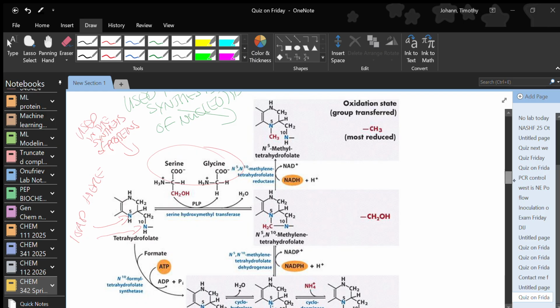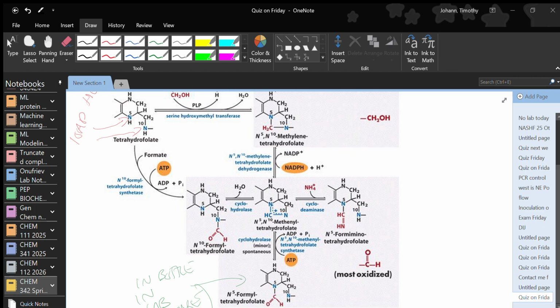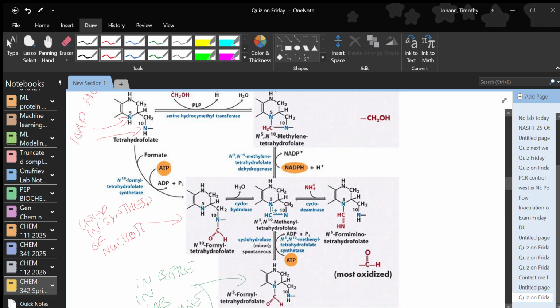And then if we come down here to the bottom, so we've got all these interconversions. This 10-formyl tetrahydrofolate, which is different from our 5-formyl tetrahydrofolate we're using in lab, this one is also used in the synthesis of nucleotides. Questions? Which one was the one in the storage form in the body again? It's the 5-formyl tetrahydrofolate here at the bottom.